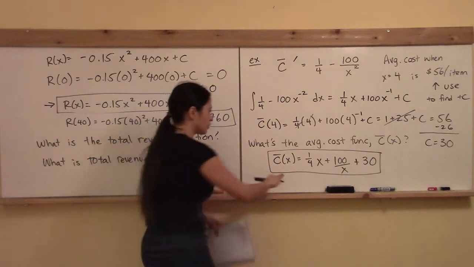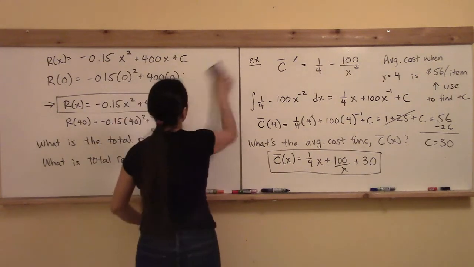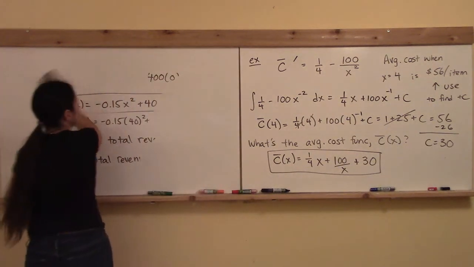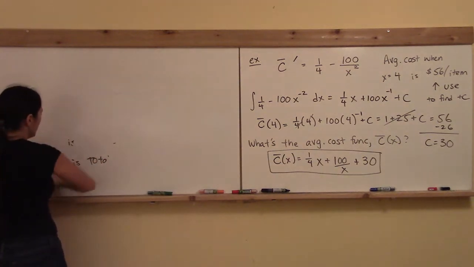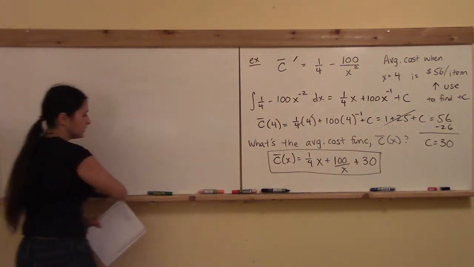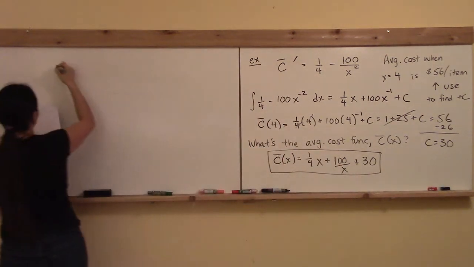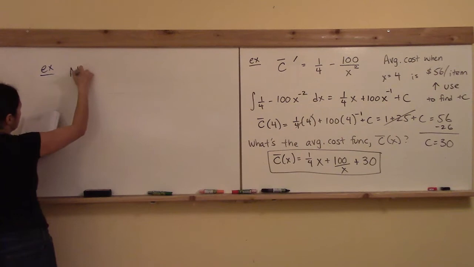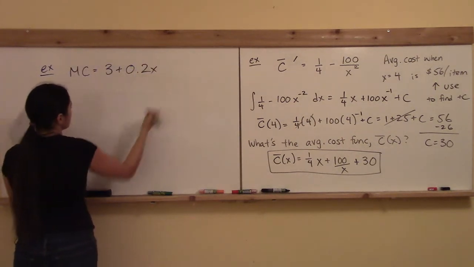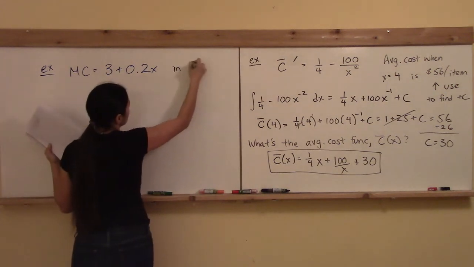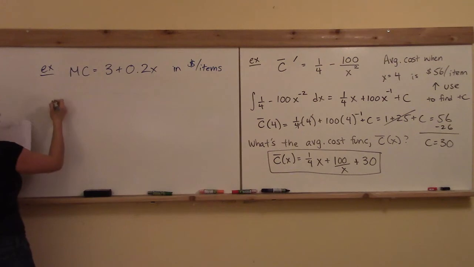Actually, I have just one more quick example to show you this one more time. And this is hopefully what's really useful to you because you can see now how this directly applies to the analysis in business. Let's say I've got one more question. Let's say I have my marginal cost function. The marginal cost is equal to 3 plus 0.2x. All right? And this marginal cost function is in dollars per items. Find the total cost function.